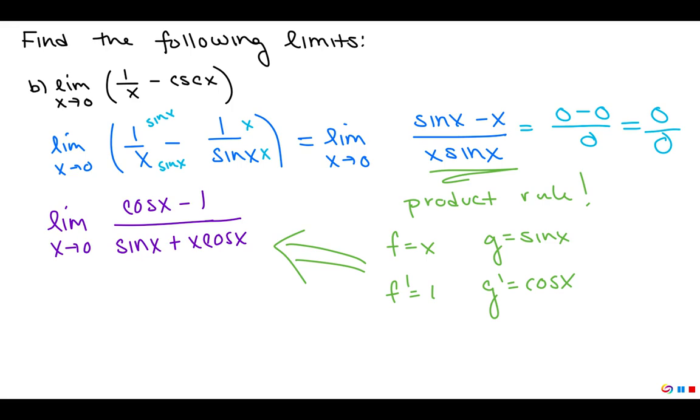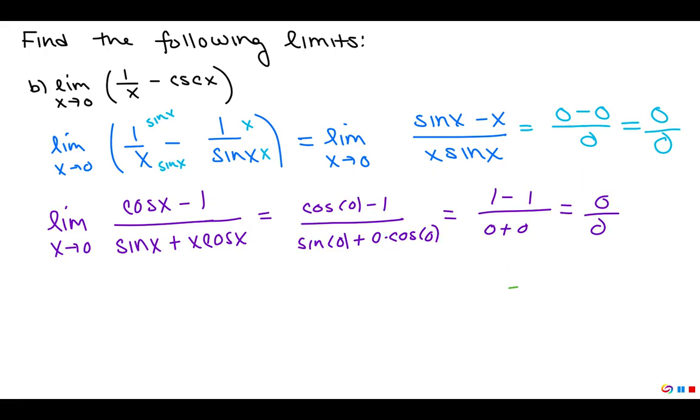All right, so we took the derivative of the top and the bottom. Let's plug in x equals 0 and see what we get. So on the top, cosine of 0 minus 1, that's 1 minus 1, or 0. And on the bottom, sine of 0 plus 0 times cosine of 0, that's also 0.